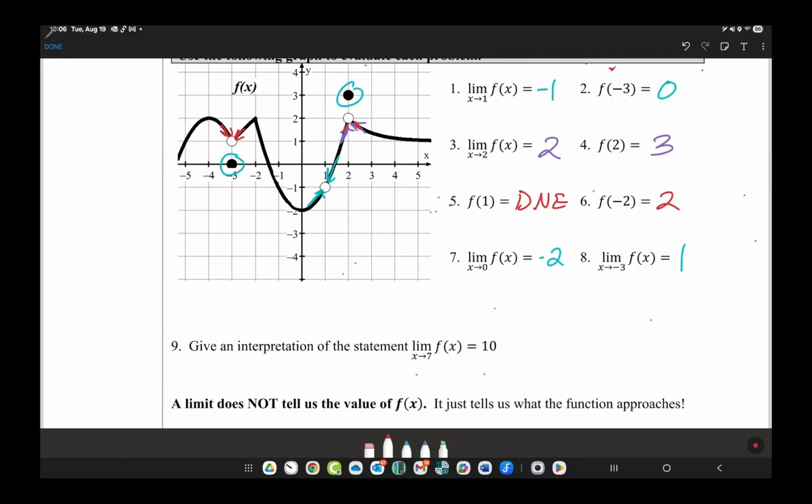Now, given interpretation of statement. Now again, if you could read the statement, that is the interpretation. Okay, it's the limit as x approaches 7 of f of x. We just did.